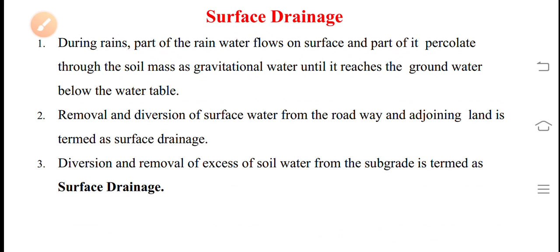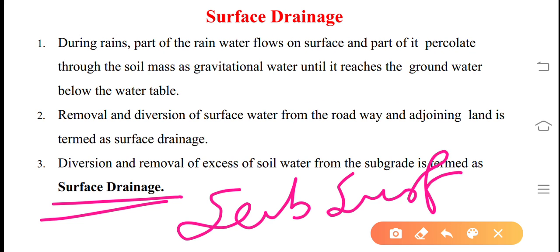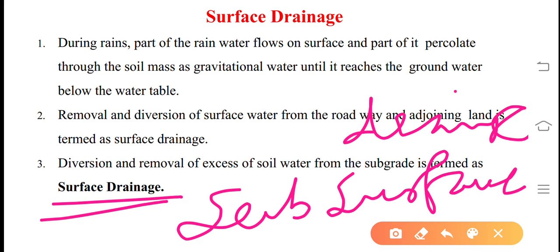Diversion and removal of excess of soil water from the subgrade is termed as subsurface drainage. Here it is a mistake one. It is subsurface drainage. Subsurface drainage in the subgrade. Whereas from the surface, it is surface drainage. Okay.